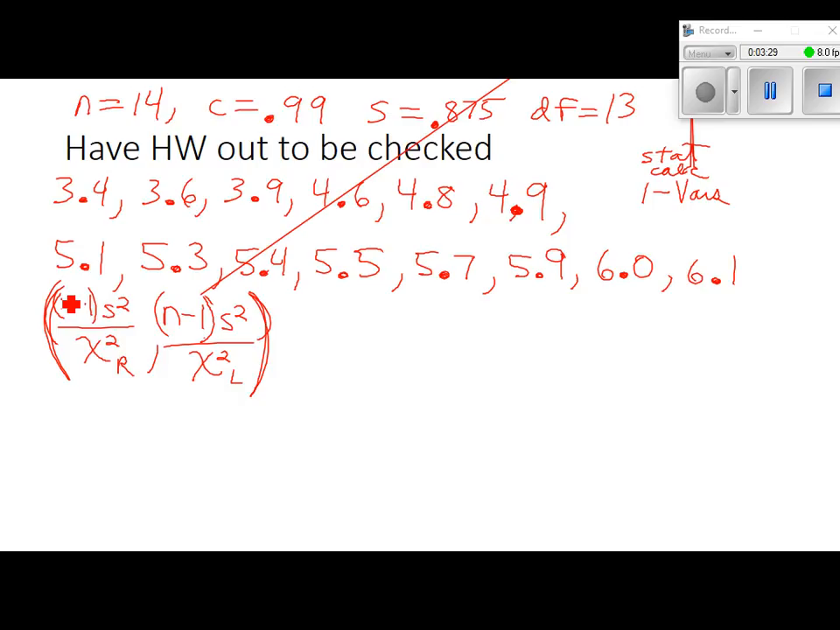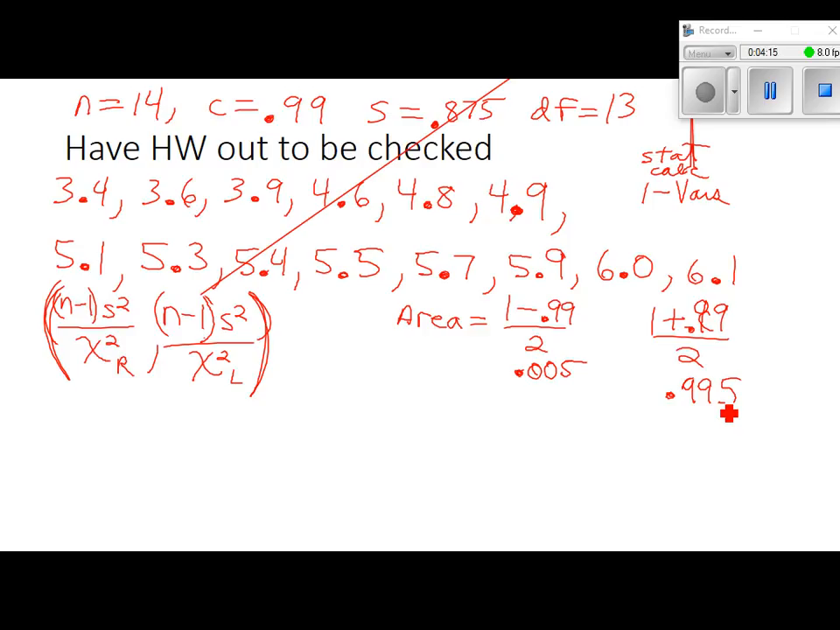So we have to find that. Well, we don't know the chi squareds yet. To find them, you have to find the areas first. To find the areas, we do (1 minus c) divided by 2 and (1 plus c) divided by 2. Our c this time is 0.99. So 0.005 on this one, and that means 0.995 on this one, right? Remember, those two should add up to be what? 1 whole.